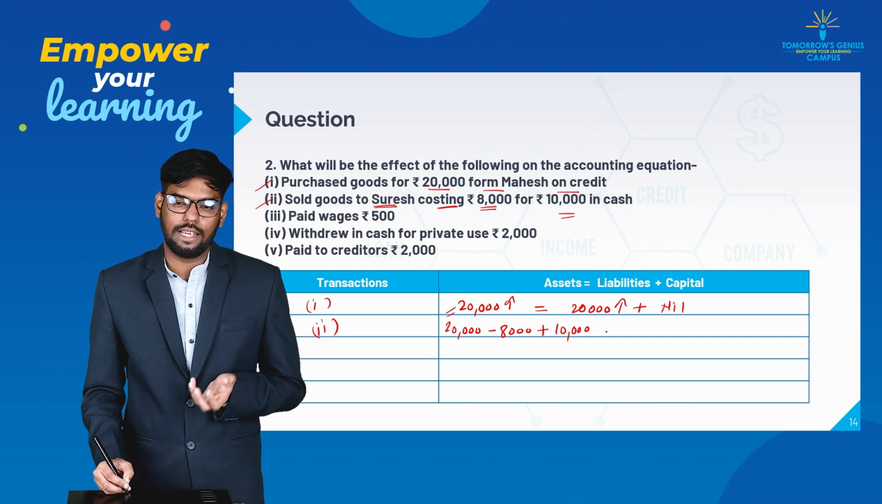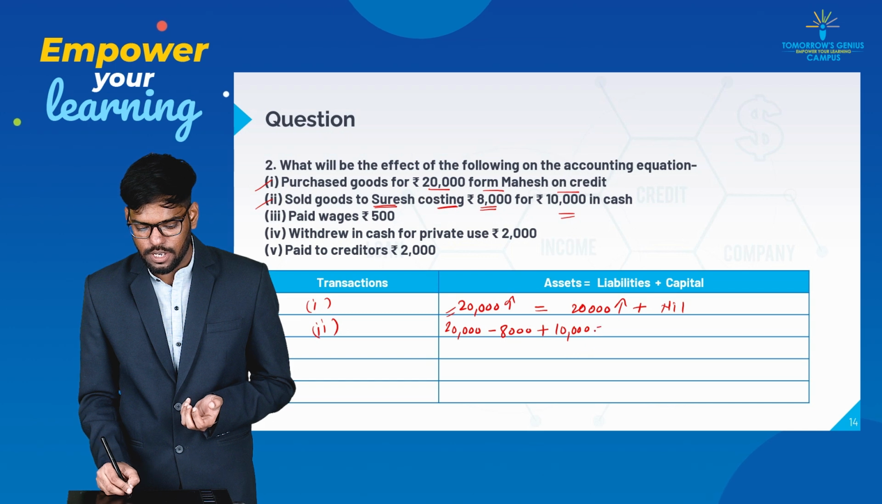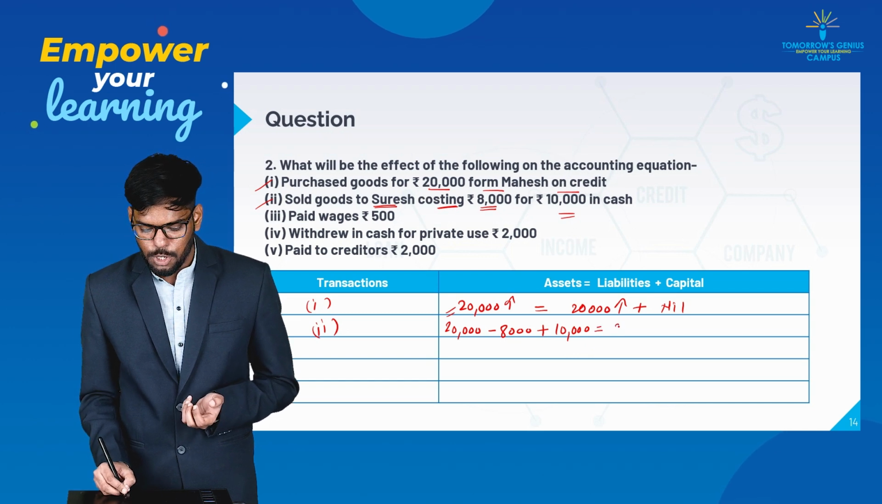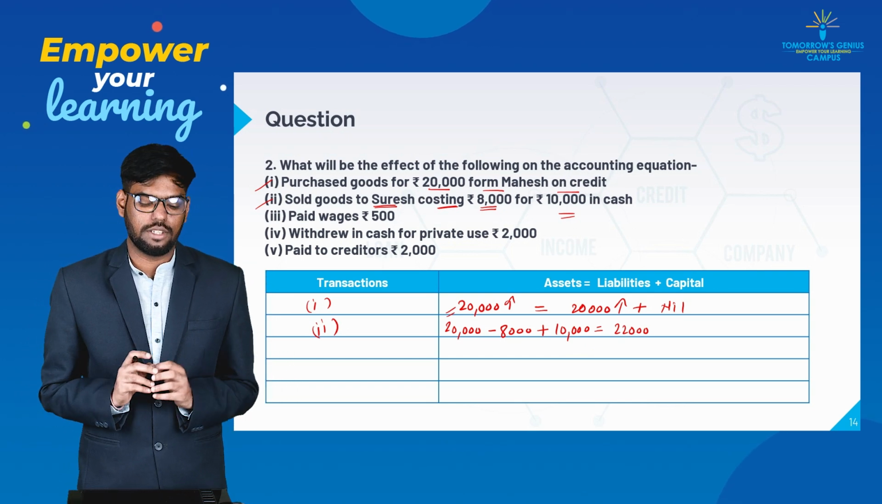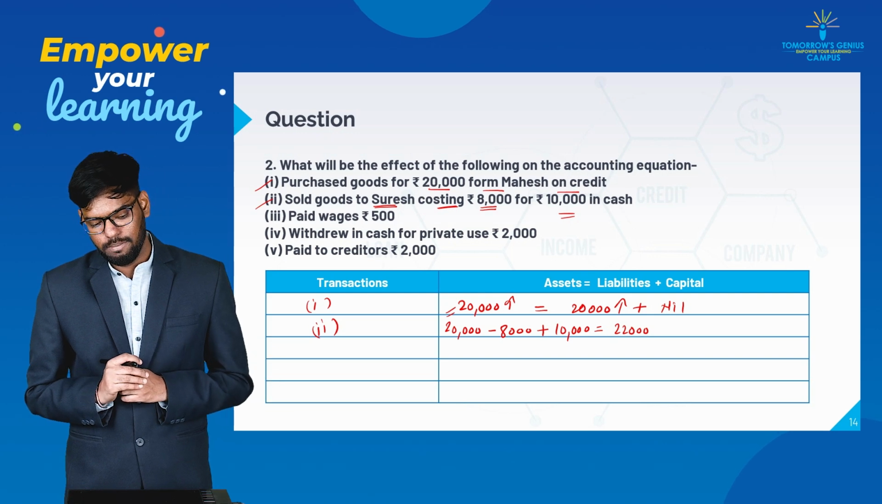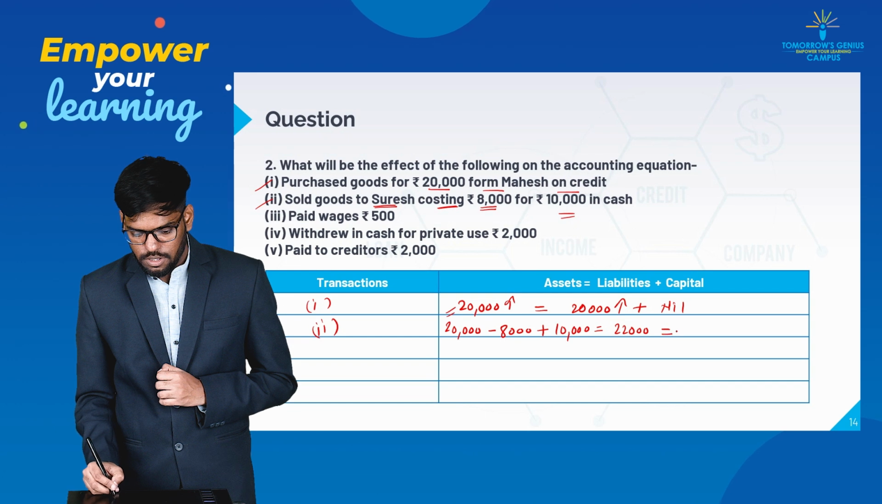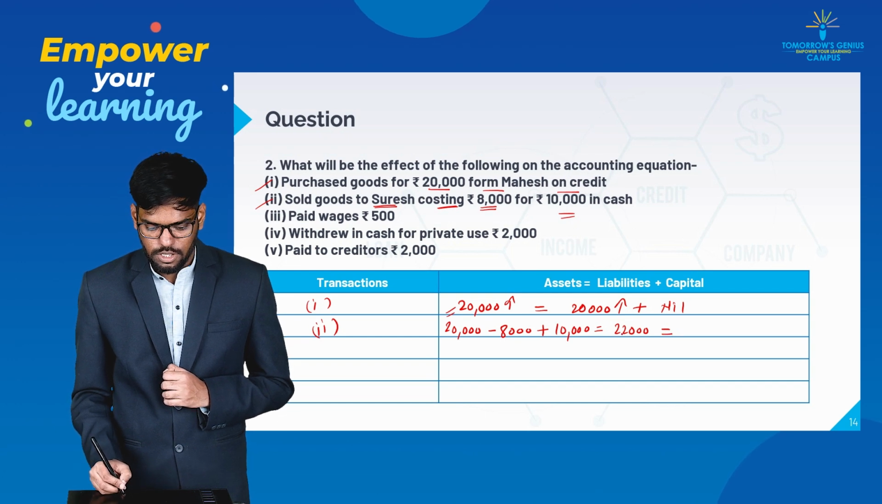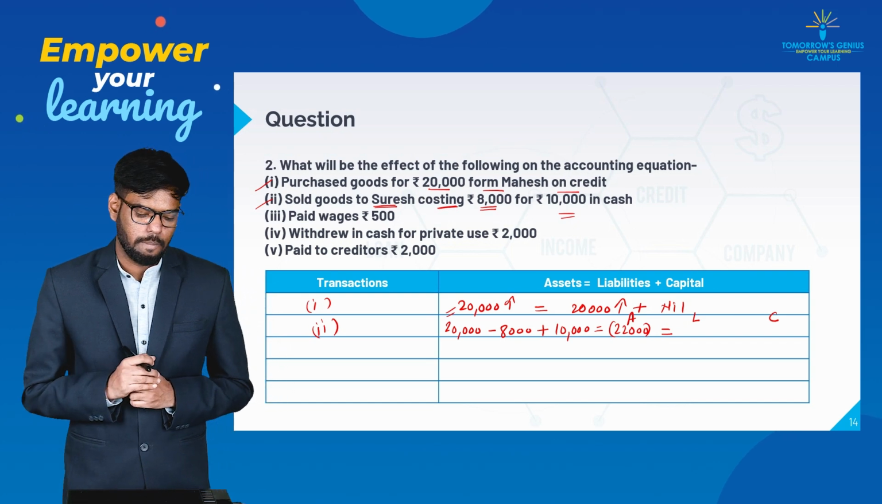So final answer of cash is how much? Final answer of asset is how much? So final answer regarding your asset is 22,000 rupees, right? Because of this transaction, is there an impact on your liability and your capital? So yes, this 22,000 is my asset. Now we have to discuss what is the impact on liability and what is the impact on capital, right?